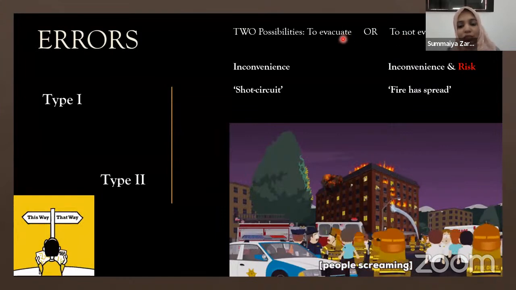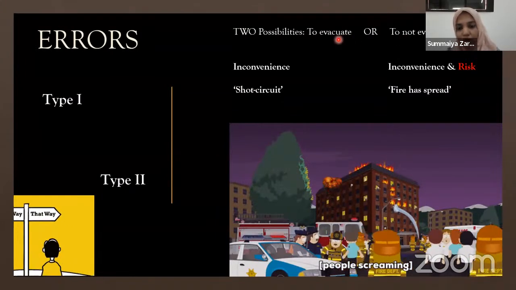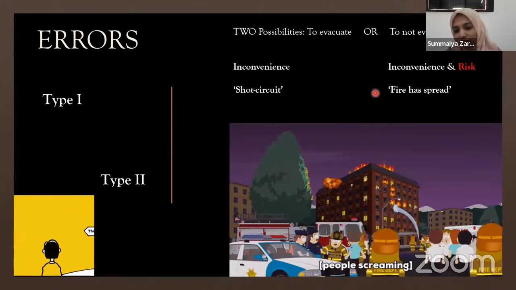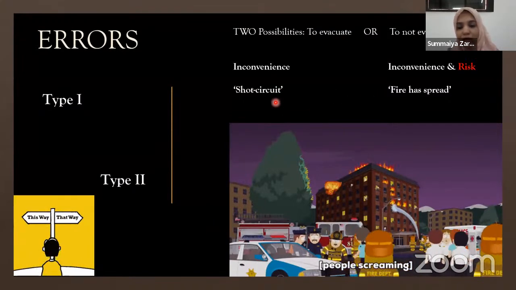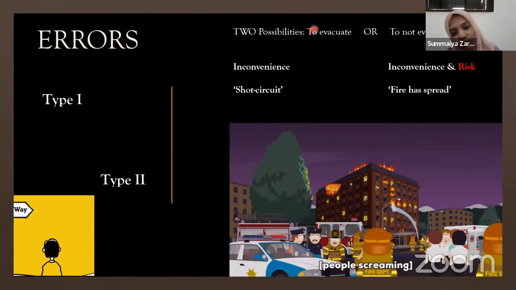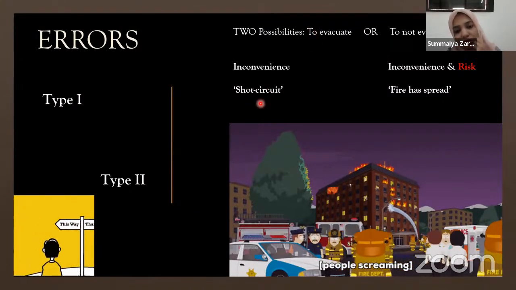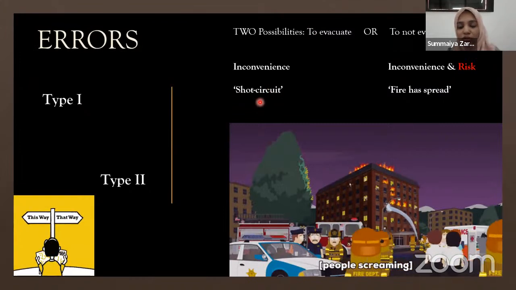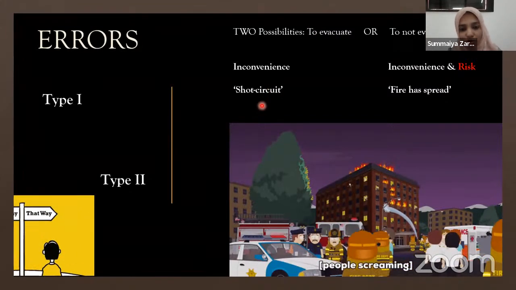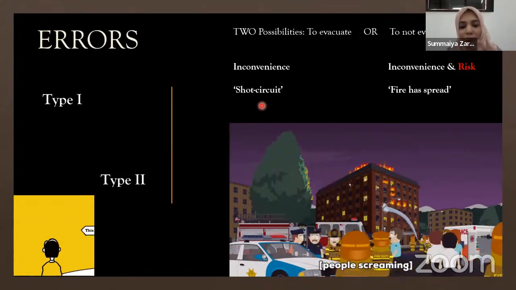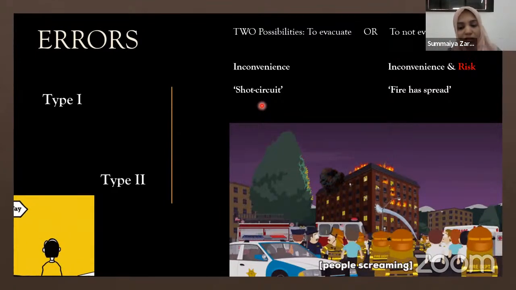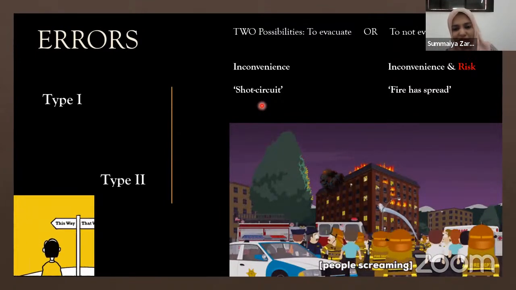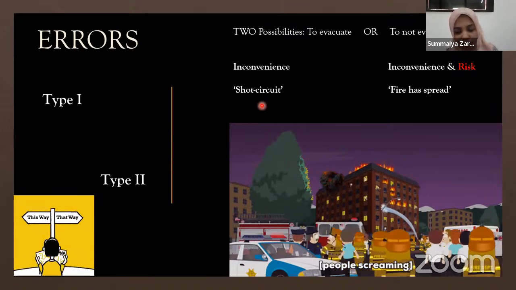Now, if you evacuate, for example, the cause could probably be a small short circuit. People will say, oh, it was just a small short circuit and so much inconvenience was caused to us during evacuation: the panic, the anxiety, the elderly people having to move out. That is all a big inconvenience. So definitely there was an error on the part of the decision maker.